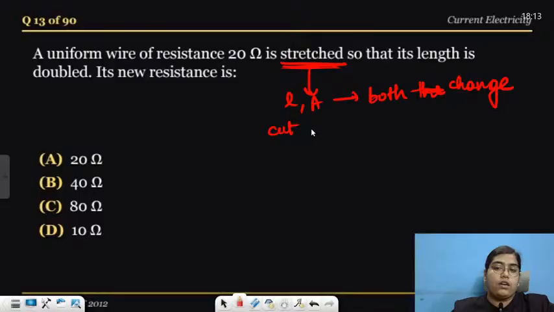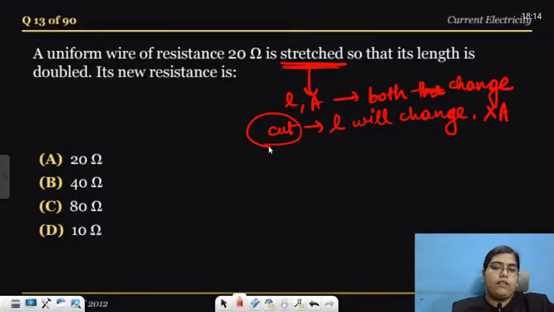Whenever you use the word cut, cutting means only length will change. Area will not change in case we are cutting the wire. If you are stretching it, the change in length and area will be similar. If the length becomes double, area will become half. The amount of times the length increases, the same amount of times the area decreases. So you are asked to find out, the earlier resistance of the wire was 20 ohm. Now it is stretched and its length becomes doubled. What should be the answer?